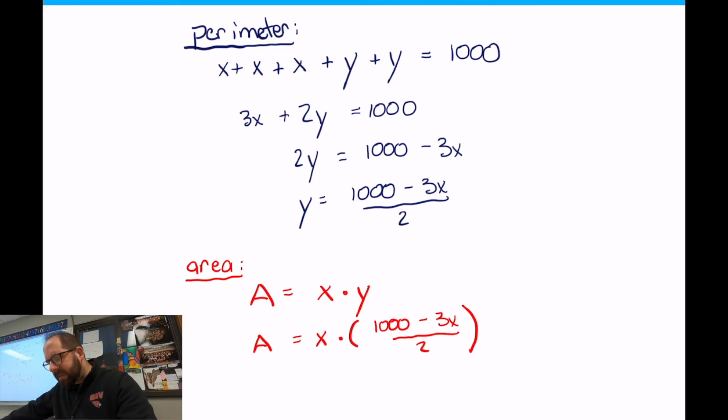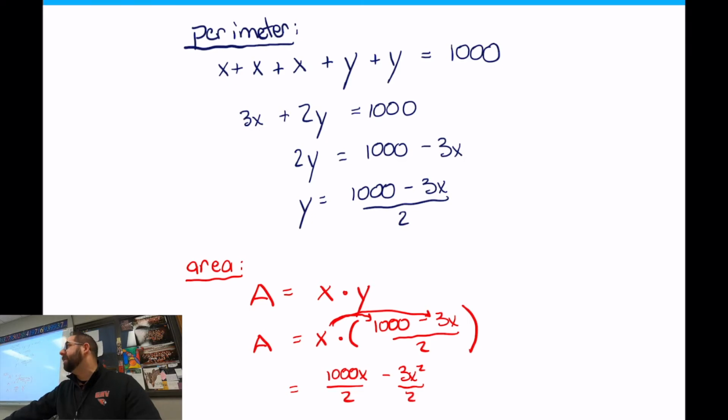Remember, when you distribute the x, it's going to the top only because it's technically x over 1. And when you multiply fractions, you multiply top to the top, bottom to the bottom. So it's going to end up being 1,000x minus 3x squared, and then this is all over 2, which each item is over 2 by themselves. That's a law of division. You can do that. Okay, does everyone understand what I just simplified there? I haven't taken the derivative yet. I'm simplifying this thing down so I can actually take a derivative later.